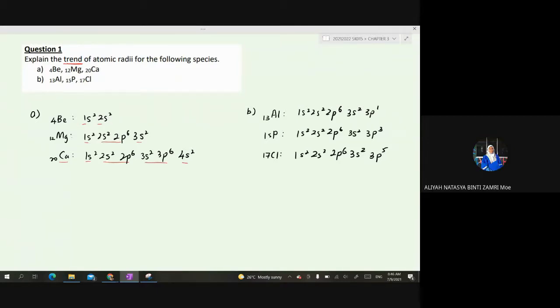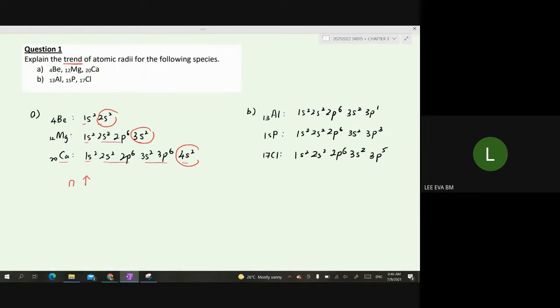The number of shells is increasing. Thank you very much. And then one more thing, a common thing you can see is the number of valence electrons are the same. So that means they are from the same group. Okay, so the main factor over here is the number of shells. Dekat sini madam buat short notes. You can practice to write in sentences.